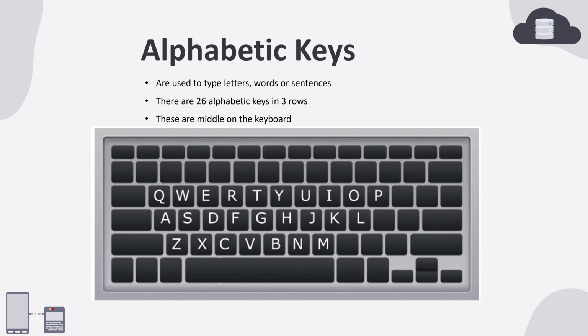Let's start with alphabet keys. These are used to type letters, words, or sentences. There are 26 alphabet keys in 3 rows. Also, these keys are in the middle of your keyboard. As you can see here, there are 3 rows which have the alphabetic keys.